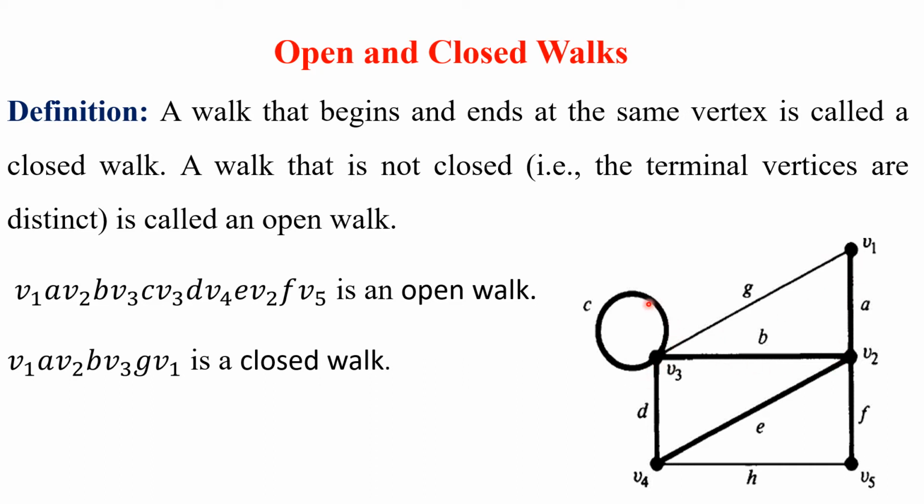Also we have V3, C, V3. A self-loop is always a closed walk. Here see V3, B, V2, E, V4, D, V3. This is also a closed walk, a triangle. Also we have V3, B, V2, F, V5, H, V4, D, V3. That is like a rectangle. So all are closed walks because the end vertices are the same.